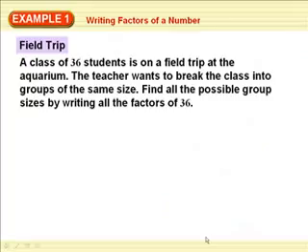Example number 1, writing factors of a number. A field trip. A class of 36 students is on a field trip at an aquarium. The teacher wants to break the class into groups of the same size. Find all the possible group sizes by writing all the factors of 36.